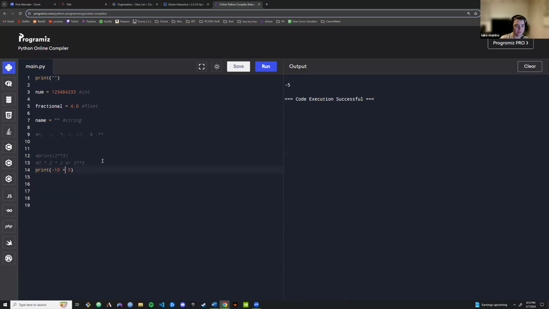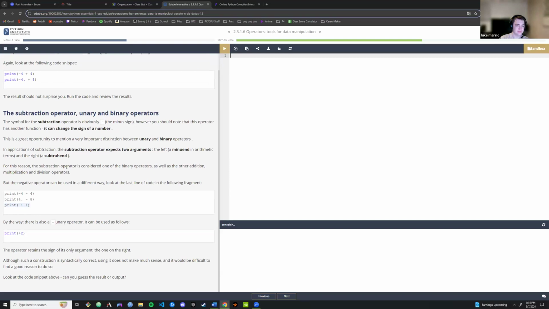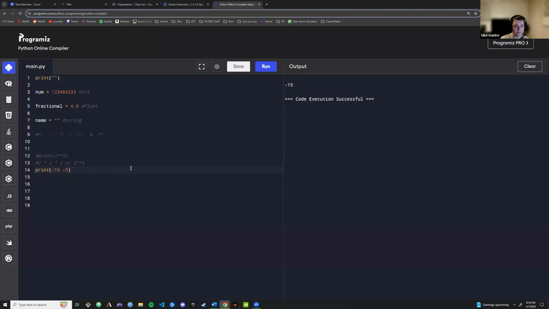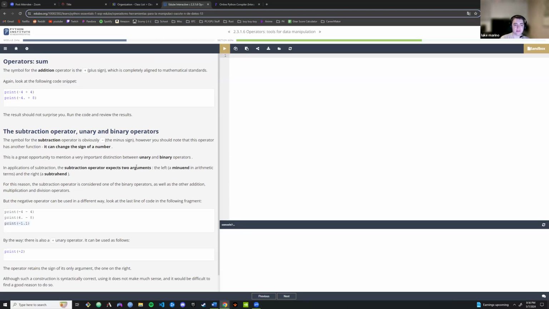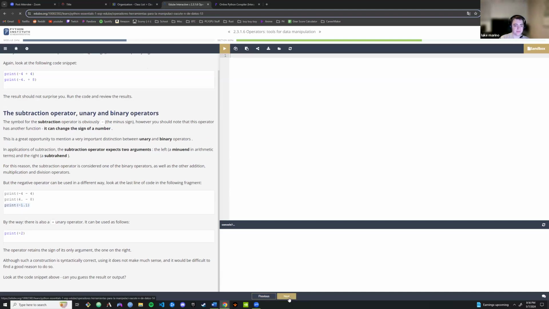What if we do -10 minus 5? -15. That's correct. So with a negative minus a positive, you're basically adding them up and then putting a negative next to it. We can do this as well, I suppose with a negative float. That's just going to equal -15.1. It's very simple, honestly, the plus operator and the minus operator. So you can skip that for now.